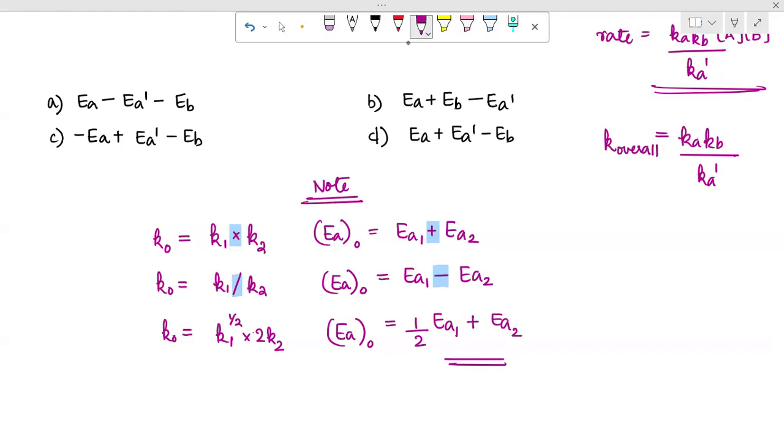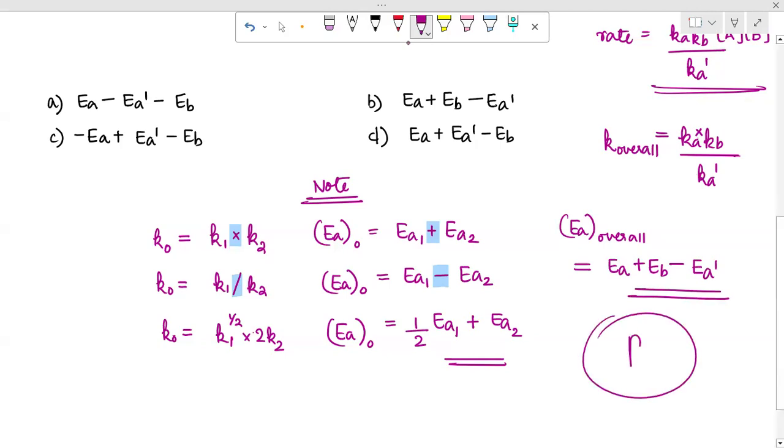Correct? You have got K overall. Now, from the question, if you need the overall activation energy, that is going to be equal to Ka corresponding to Ea plus Kb. It is into Kb over here, so it will appear as plus Eb. Multiplications will appear as plus in the activation energies. And then you have divided by, which will appear as minus in the activation energies, Ea prime. Ea plus Eb minus Ea prime, it is option B. Option B is the correct answer.